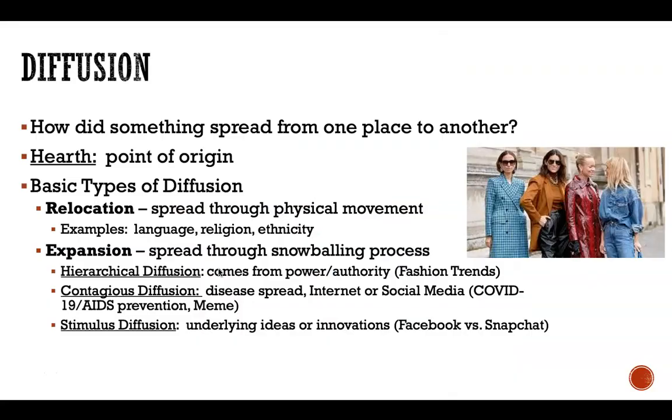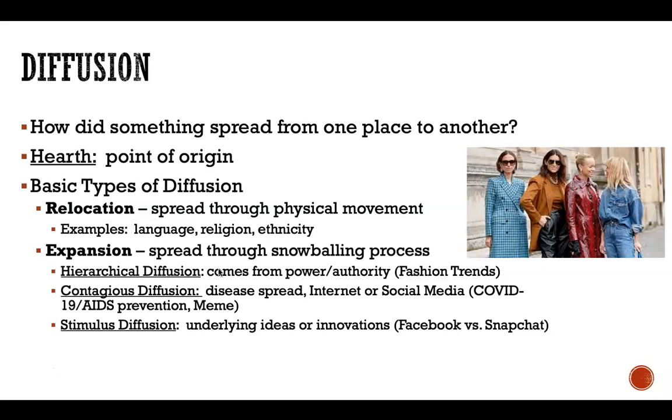All right, diffusion is our next big thing. How is something spread, right? An idea or a product, something along those lines. Hearth is a good word to know. That is the point of origin, the hearth of pizza or something along those lines. The hearth of Target would be Minneapolis, right? Its point of origin, right? The hearth of Islam would be Mecca. The hearth of Christianity would be modern day Israel, Palestine in there.